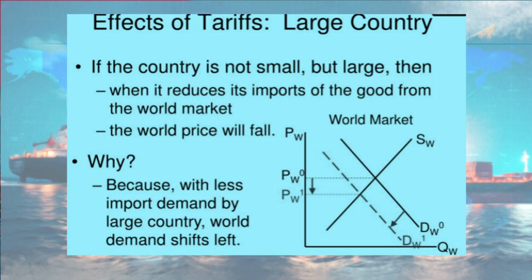If we see the diagram on the right hand side, this is the world market. SW is the supply curve, DW is the demand curve, and the earlier equilibrium price was PW. Somehow the world market reduces the import. What we immediately see in the diagram is that the price falls from PW0 to PW1. Why does it fall? Because with less import demand by the large country, world demand shifts left. This is the reason why the world price will fall.